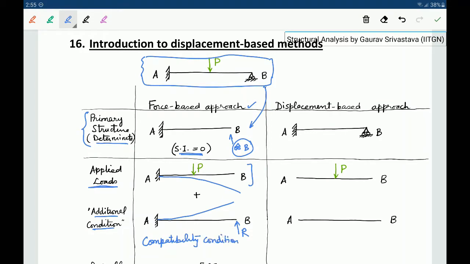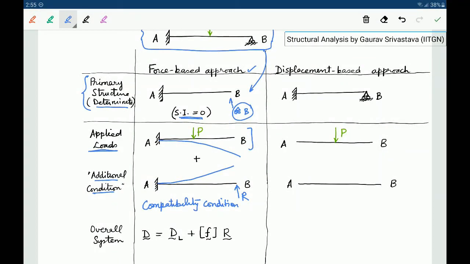So we were invoking this compatibility condition where we said that for the overall system, the displacement at any coordinate, let us say the coordinate B, is the displacement at B due to the applied loads, which comes from the first image, plus the displacement due to the redundant forces, which comes from the second figure. And this displacement from the redundant forces we were writing as the flexibility matrix times R, where R was the unknown.